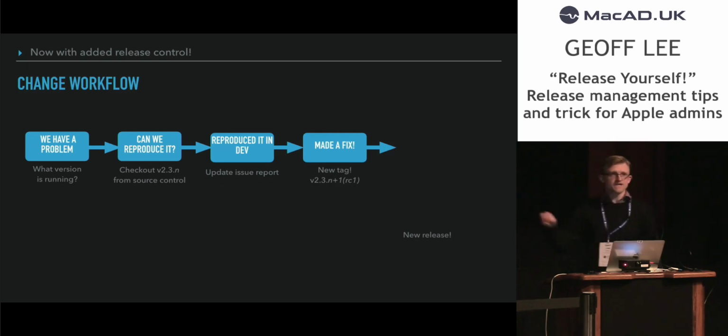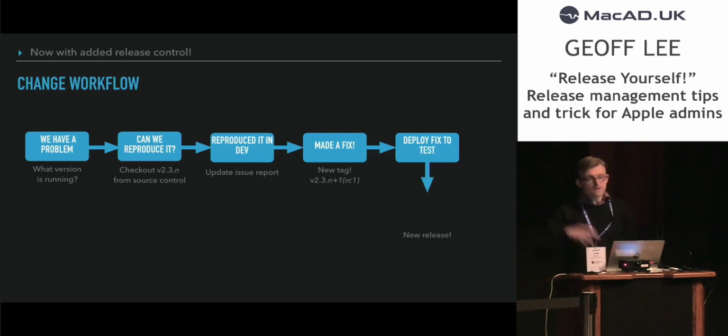What do we do? We create a new tag. We can call that tag anything we want. We might call it 2.3 next release candidate 1. And then we deploy that fix to our test environment. And again, we can do that now using our source control repository.